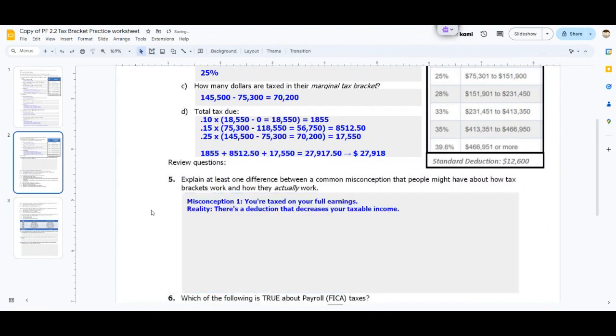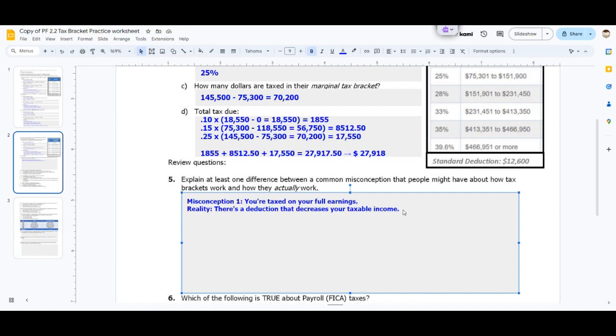Okay, so the first misconception might be that you're taxed on all of your earnings, and that's not true. There's a deduction, either a standardized deduction or an itemized deduction, that you're eligible for that decreases your taxable earnings or your taxable income. So that's one misconception. You don't pay federal income taxes or state income taxes on all of your earnings.